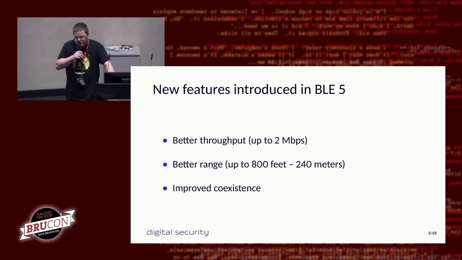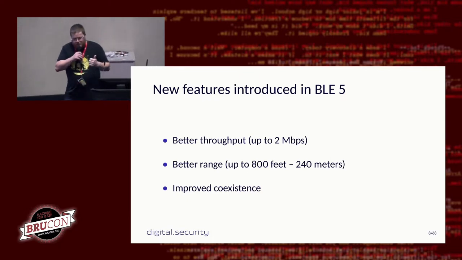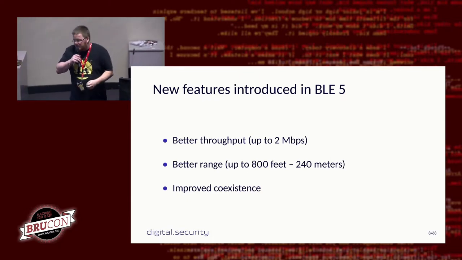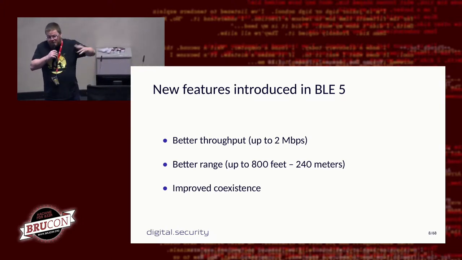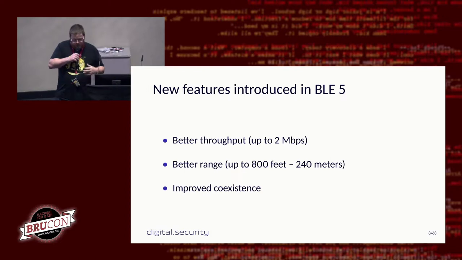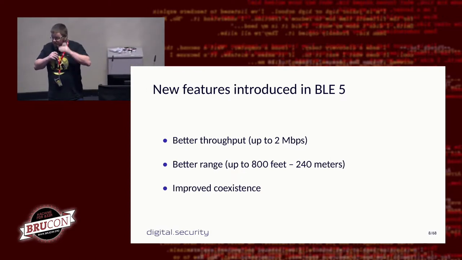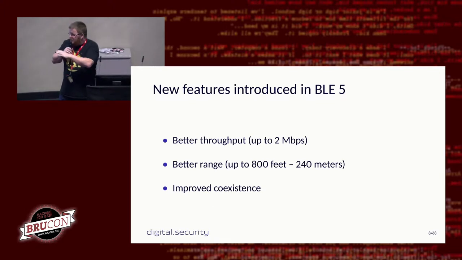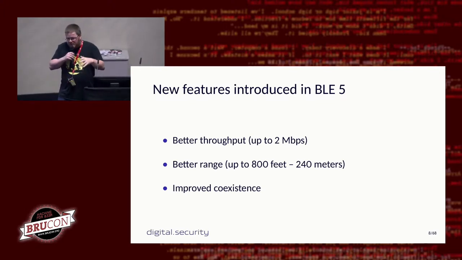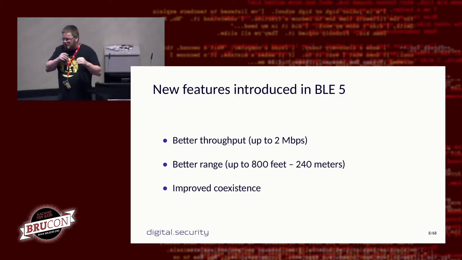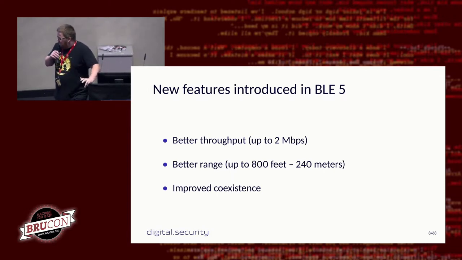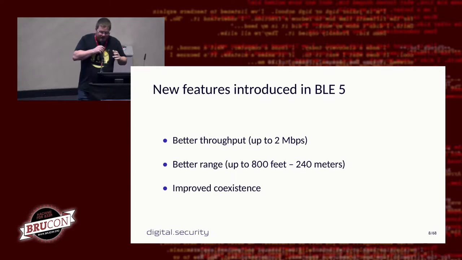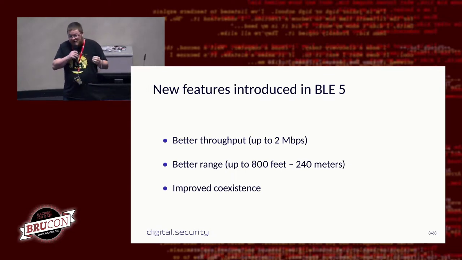BLE 5 introduces a lot of new features too. So a better throughput, that means you can send data faster than with BLE 4. A better range: you can send data further, with some specific features up to 800 feet or 240 meters away. So normally a BLE 4 connection is working up to maybe between 20 and 40 meters, depending on the noise. So this is an improvement of this protocol, and it also improved the coexistence.